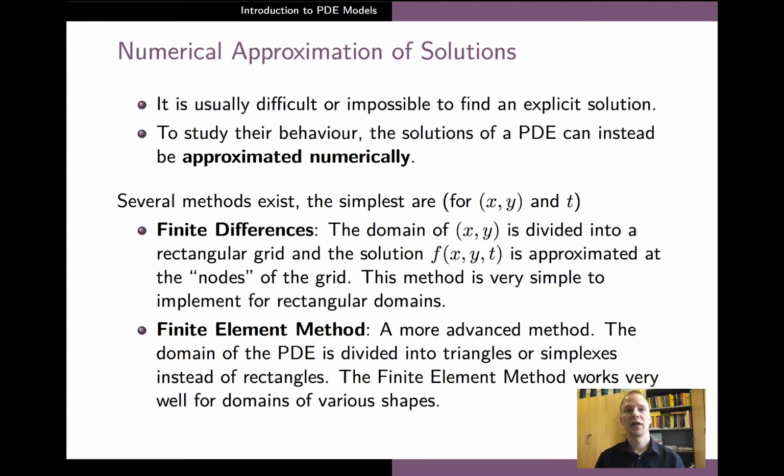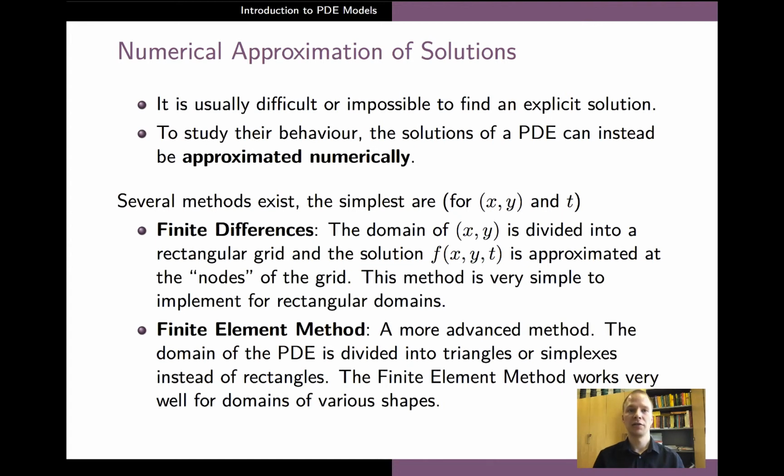Outside the simplest cases, it is impossible to find an explicit expression for the solution of the PDE. And because of this, approximating the solutions numerically for the purposes of illustration and study is important in the study of PDEs. And there are several different approximation methods, but the main simple ones are the finite difference method and the finite element method.